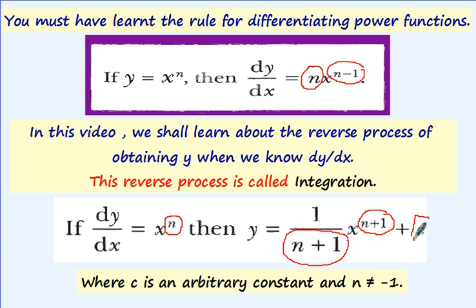And this c we take because it is an arbitrary constant. Whenever you differentiate anything, like 2x becomes 2, 6x becomes 6, you never know which constant it was. When we differentiate a constant, it becomes 0. So you never know which number it is, so we consider c. Let us begin.